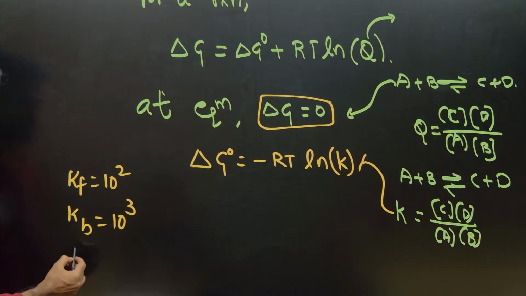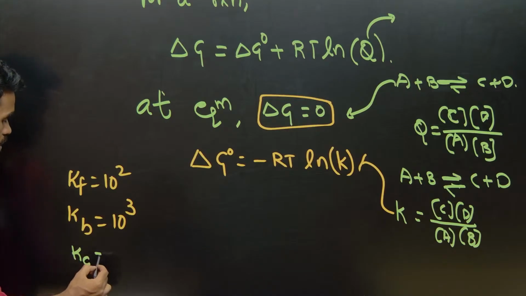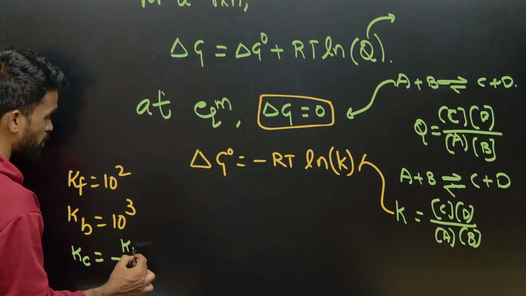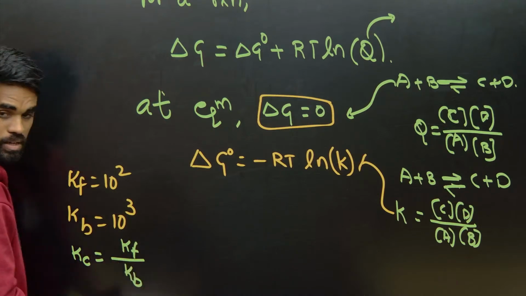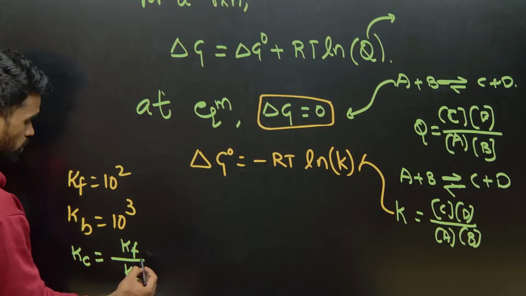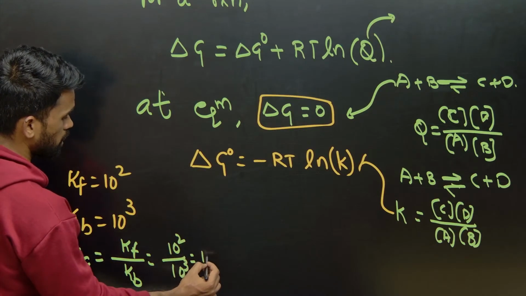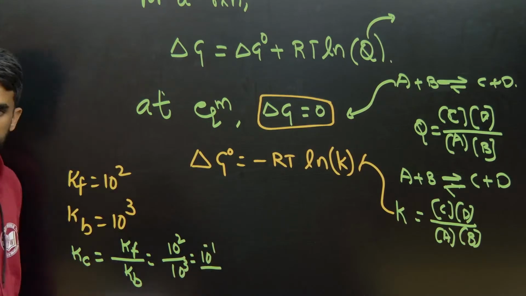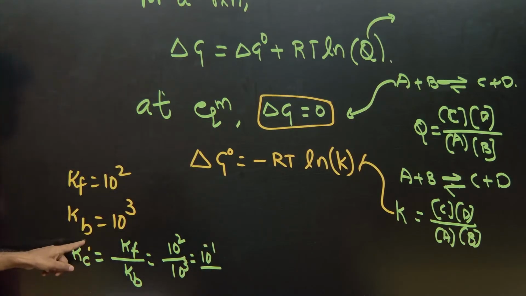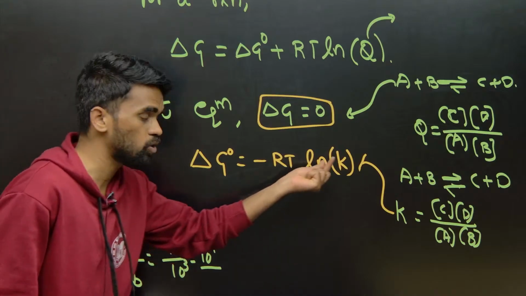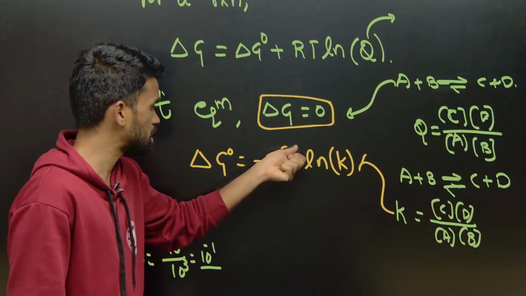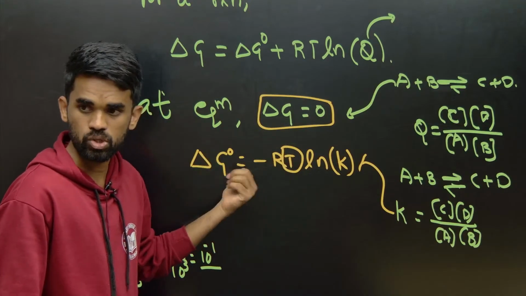So what is the equilibrium constant Kc? Do you remember? This is Kf by Kb, K forward by K backward. So that is 10 power 2 by 10 power 3, so 10 power minus 1 we can write. So this is the Kc value here. Now put this Kc value over here. Temperature they will give some value, you can substitute to get the answer.